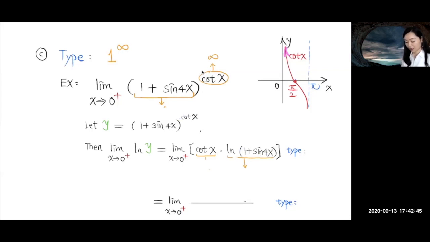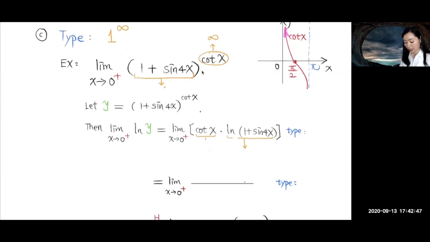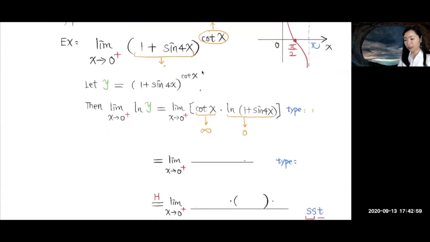Okay. Now, as x goes to 0 from the positive side, cotangent x is going to go to infinity, and ln of this goes to 0. So this is the type 0 times infinity. Do you recognize what that 0 times infinity type is? That is an indeterminate product.